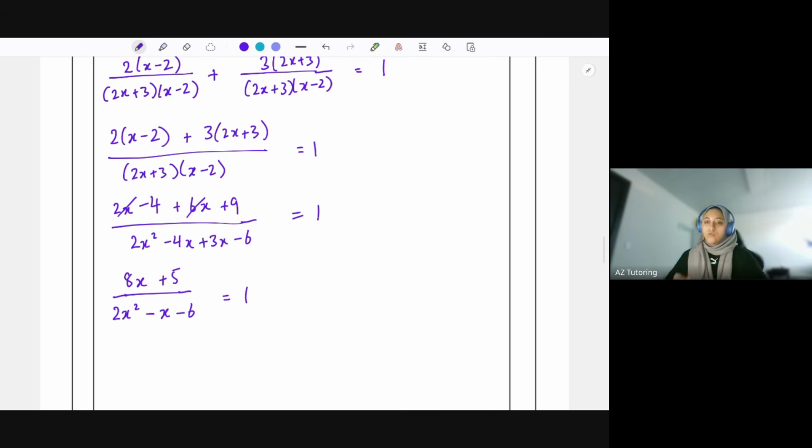Okay, what can we do now? Can you also use a grid method? Yep, you can use a grid method. What I just used was FOIL, so I've just done it using the brackets, but you can use a grid method for this as well.